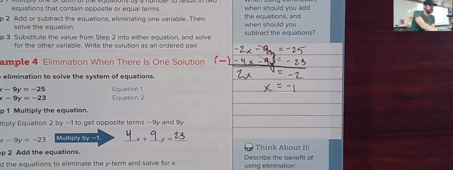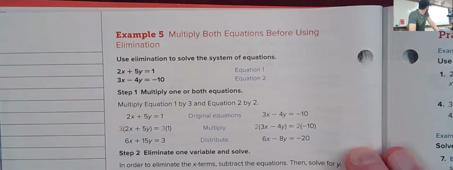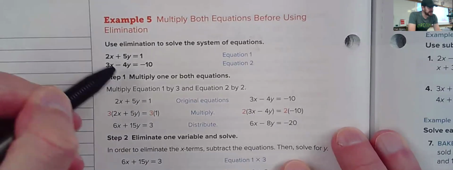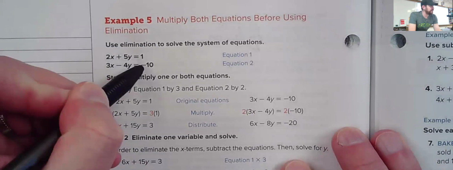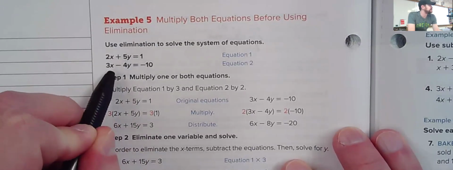A couple more quick examples on the next page, and then we are done. Here we go. Example 5, use elimination. So on this one, x's are lined up, that's good. Y's are lined up, that's good. Regular numbers are lined up, also good. So if you see problems that are written like this, elimination is going to be your best bet.